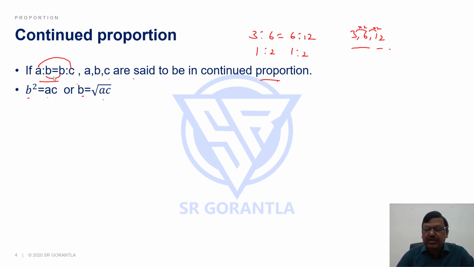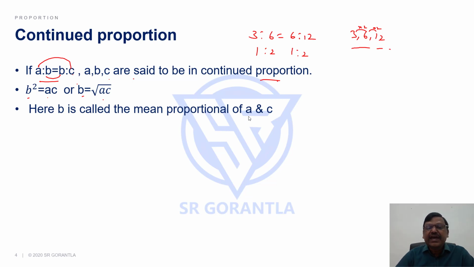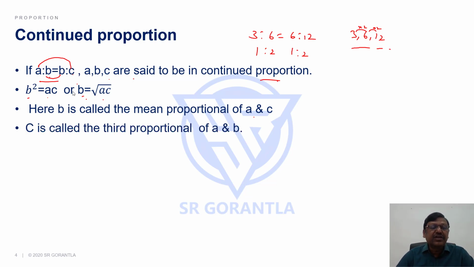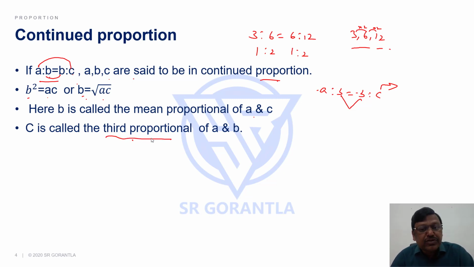And this B is called the mean proportional of A and C. And C is called the third proportional of A and B. If A is to B equals B is to C, B is called the mean proportional of A and C, and C is called third proportional of A and B. Please remember, this third proportional term comes in continued proportion only.